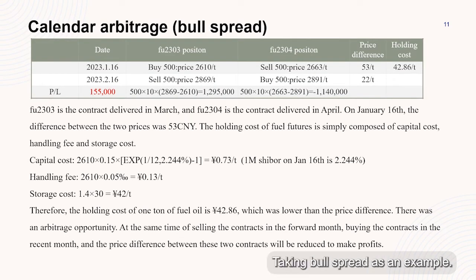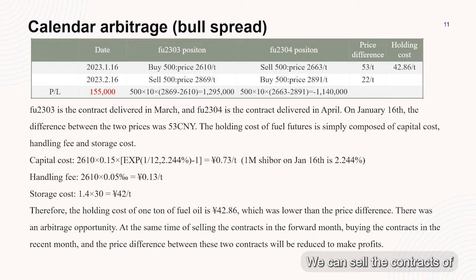Taking bull spread as an example, we can find that the price difference between FU2303 and FU2304 is 43 per ton on January 16. The holding cost of fuel futures is simply composed of capital cost, handling fees, and storage cost, which is calculated to be 42.86 per ton, lower than the price difference. Therefore, the spread will gradually converge to the holding cost.